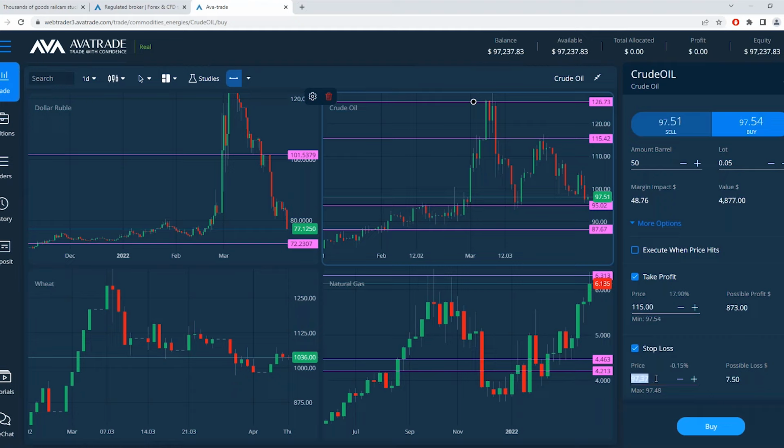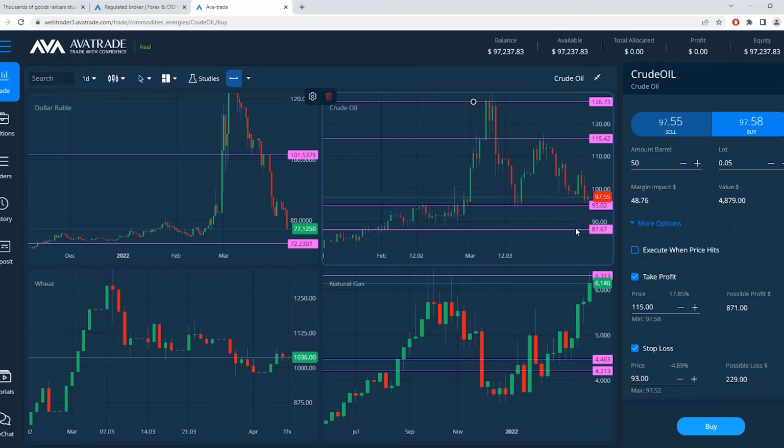and then stop loss to get below this support level, you only need to be at about $92, $93. So let's go 93 as an example. Okay, so now we've got our stop loss down here below the 1 day candle support, and we've got our take profit up near 115.